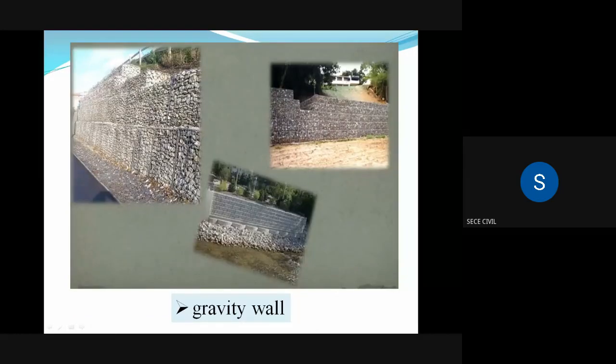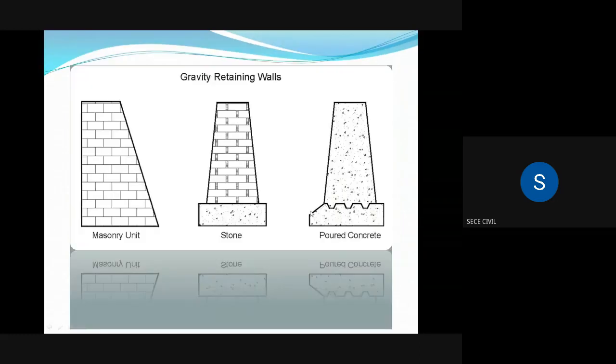These are some of the images of a gravity retaining wall. This gravity retaining wall is built using masonry units. Masonry unit means building with bricks and cement mortar. If we use bricks, it means brick masonry. Stone means stone masonry. So this is a masonry unit. This is a stone gravity retaining wall. And this one is made by means of poured concrete.